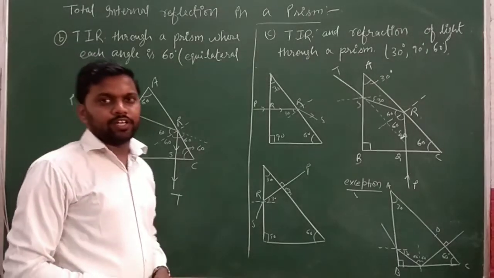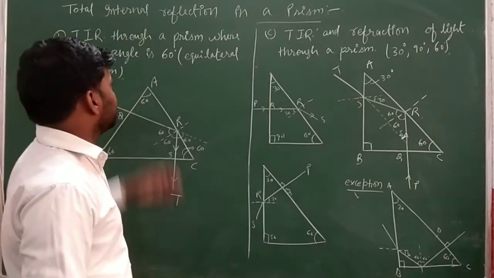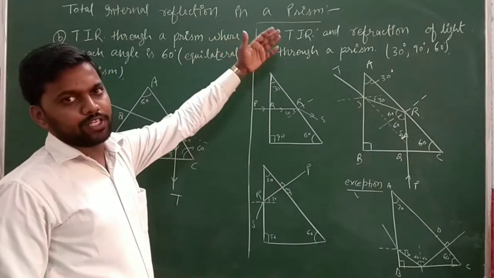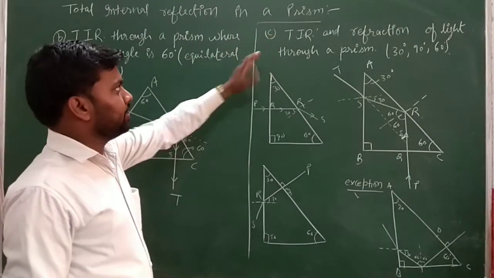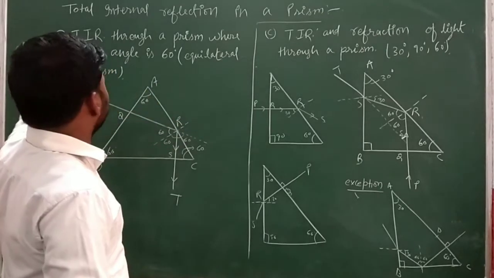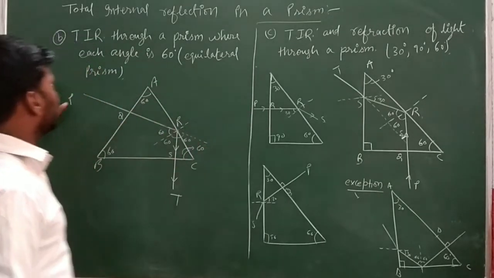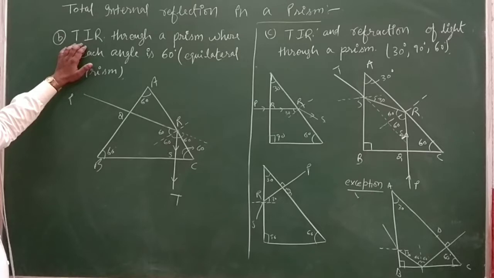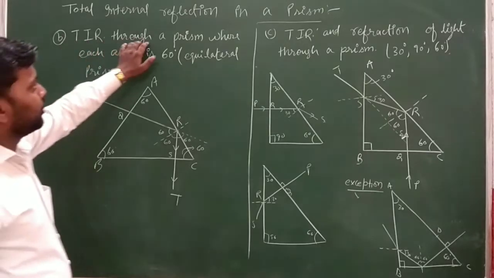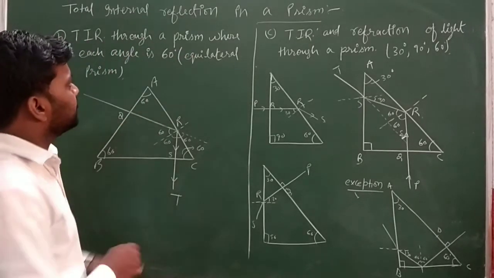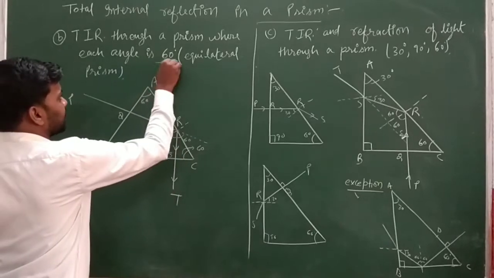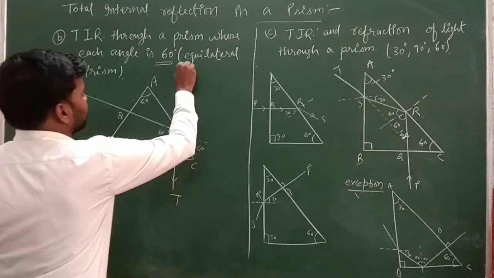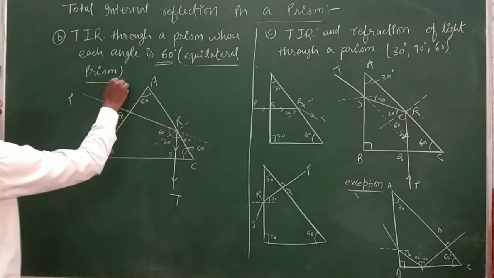Hello students, it is another part of the previous session, that is total internal reflection in a prism. We have seen part A, here we will see parts B and C. So what is this? Total internal reflection through a prism where each angle is 60 degree. So it is also known as an equilateral prism.